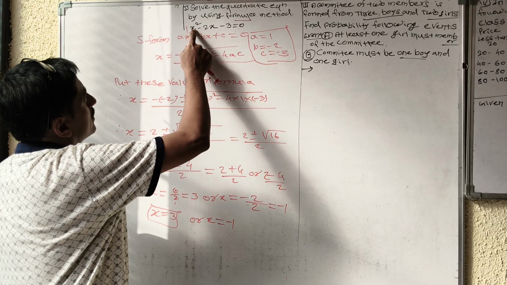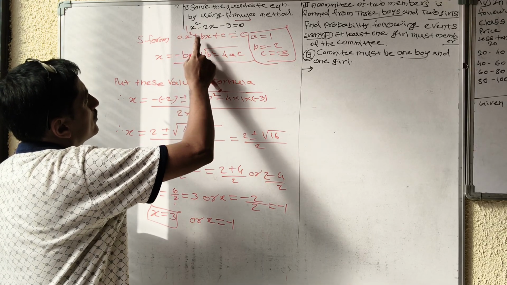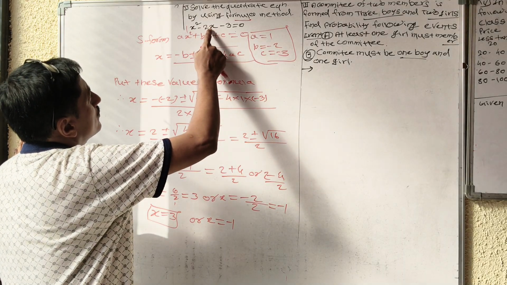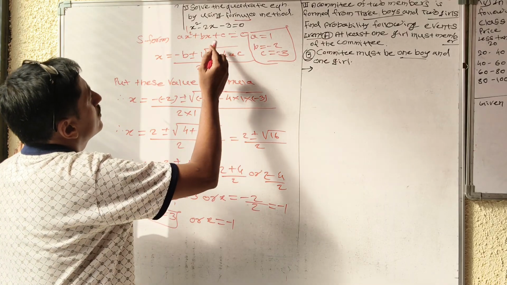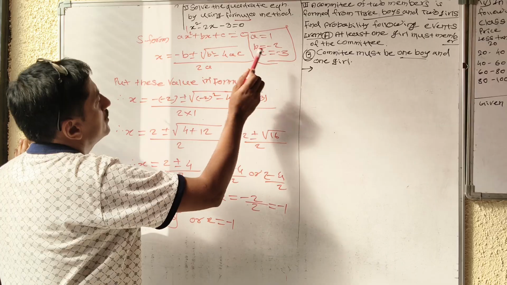In this place, x square, what is the coefficient? No, anyone? This is 1. We take a is equal to 1. b, the coefficient of x, is minus 2. We take here minus 2. Then c, the constant term, is minus 3. c is equal to minus 3.